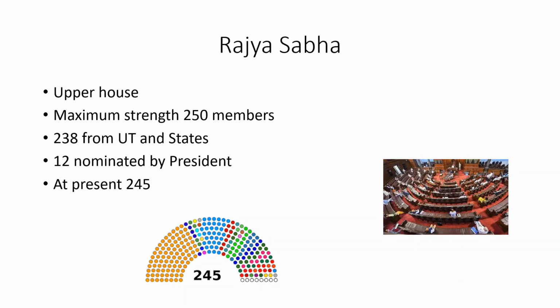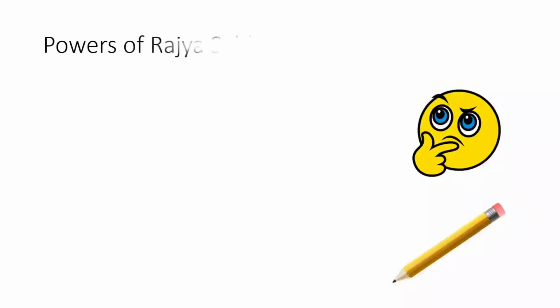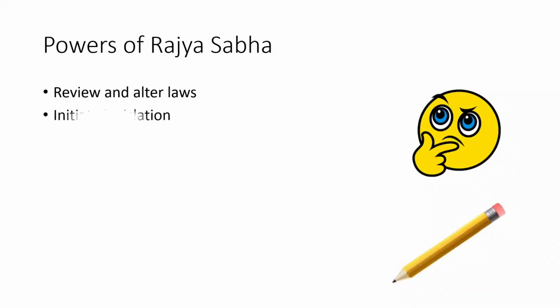Now, we will discuss the powers of Rajya Sabha. The power of Rajya Sabha is to review and alter laws. As we all know, Rajya Sabha is a legislative body, so it will review the laws and try to bring in some changes if needed as per the condition or the situation. So the first power of the Rajya Sabha is to review and alter the laws. The second power is to initiate legislation. As it is a legislative body, all the powers of the Rajya Sabha will be related to law in one way or another.